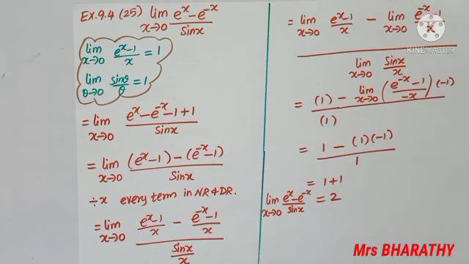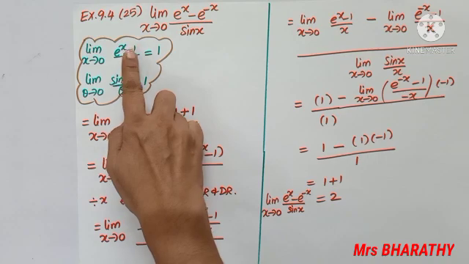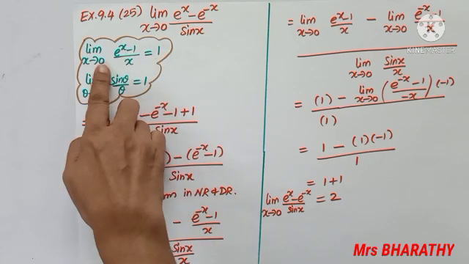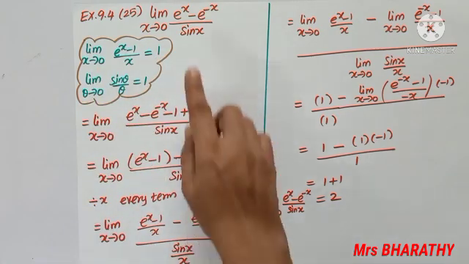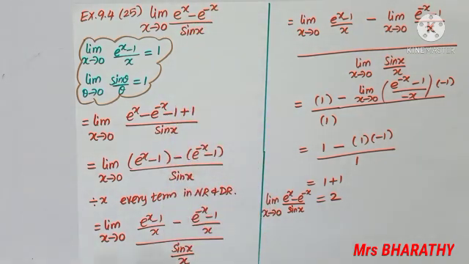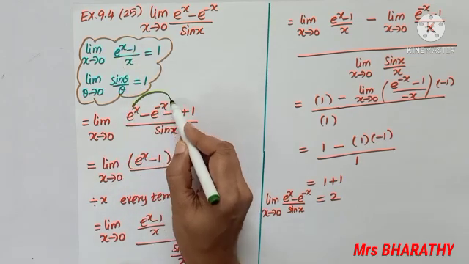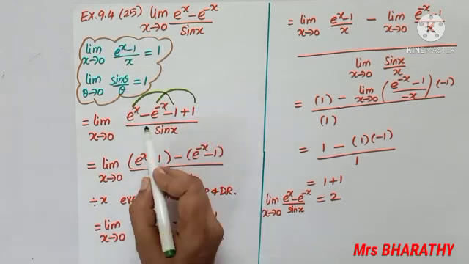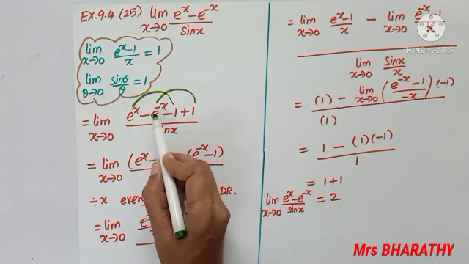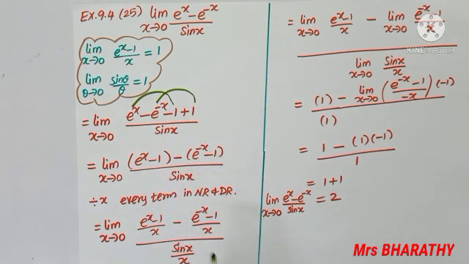Question number 25, limit x tends to 0, e power x minus e power minus x by sin x. We recall the formula e power x minus 1 by x becomes 1 as x tends to 0. So let us add and subtract 1. As I combine, I want e power x minus 1. So these two terms let me combine, taking minus out. It is e power minus x minus 1. First term is e power x minus 1. Denominator we have sin x.